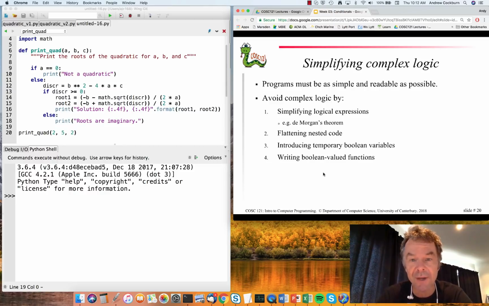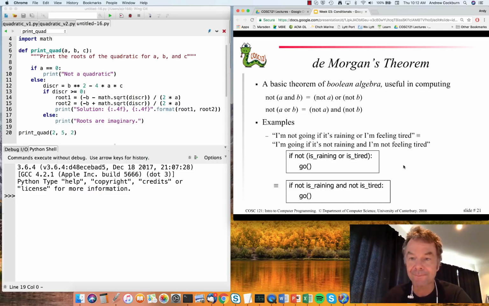so you can be sure that all the errors in the program have been eliminated, or as confident as possible anyway. So the 4 techniques we'll look at are simplifying logical expressions, and in particular we'll look at De Morgan's rule. We'll look at flattening nested code, because nested code tends to be inherently more complex than flat code. You'll see why shortly. We'll look at introducing temporary boolean variables as a way to squirrel away information to break down and simplify more complex structures. And we'll look at writing boolean valued functions.